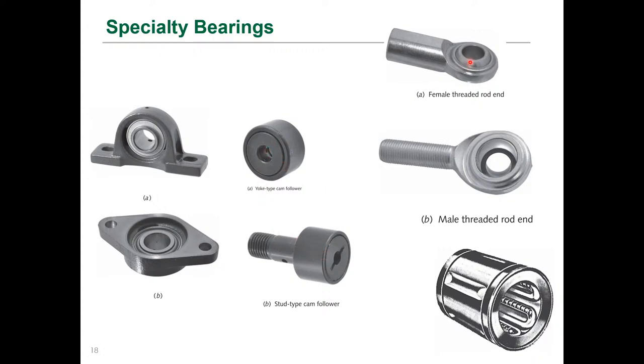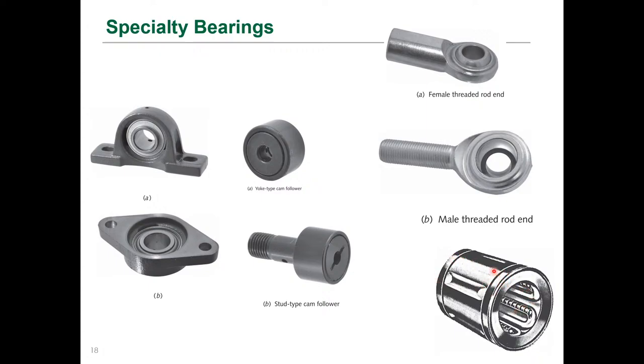And then you have these spherical bearings up here. These are female threaded rod bearings, so you can screw them onto things, so you can allow for relative motion. And this is the male threaded one, and then this is a linear bearing. So this would go over a shaft, and then you would fix your machine or your component to the shaft, and as you move that shaft, these bearings actually roll in a linear fashion through these guides. And then this is a linear ball bearing surface.